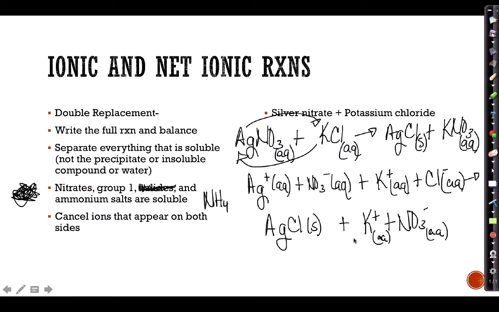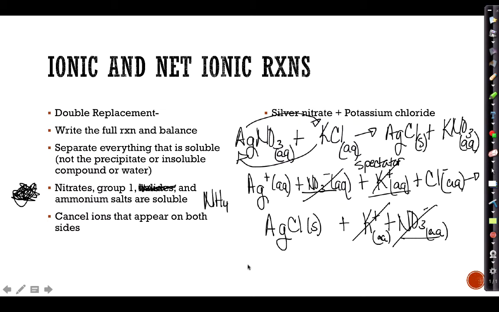All right, so now what I do, I'm going to cancel ions that appear on both sides. So nitrate is here and here, so I can get rid of it. And this is here and here. These are called spectator ions. Spectator ions do not actually participate in the reaction. They're like spectators, so we can get rid of them, and usually we prefer to have a net ionic reaction because that's what we're actually interested in, not the spectator ions. The spectator ions have nothing to do with the reaction.